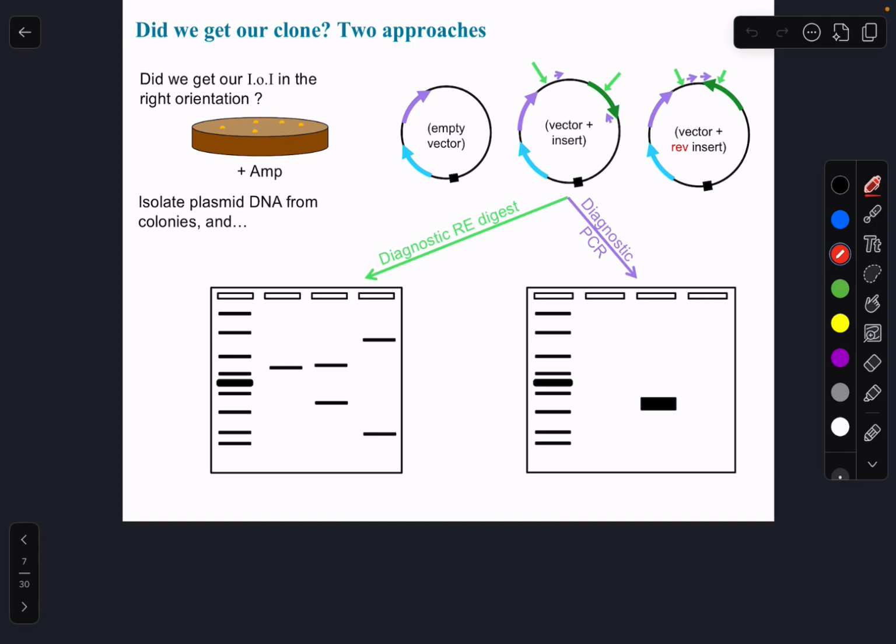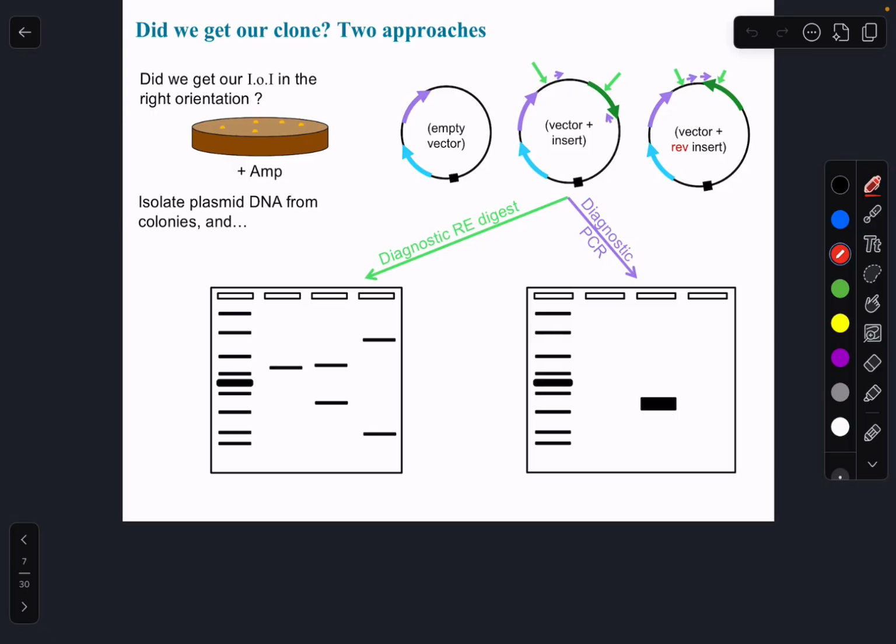Or we could do diagnostic PCR. We spent some time last week discussing how, depending on how you choose your primers, you can make it such that the only time that you would get a PCR amplification product is if your insert was cloned into the vector and in the right orientation. No clone or insert in the wrong orientation, and you don't get an amplicon. So in this case, once again, the second clone would show a strong PCR band. Neither of the other two reactions would show amplification.